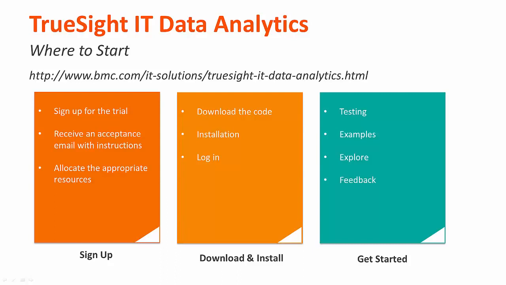So where do we start? Well, first you'll follow the link and sign up for the trial. You'll receive an acceptance email with instructions on how to download the code. You'll then allocate the appropriate resources, much of which you probably have already done. Next, you'll download the code and follow the installation instructions in the next video. After that, you can log on and then start testing using either the examples that we provide or your own examples that you want to test with. Then you get some time to explore the product and then provide us feedback.